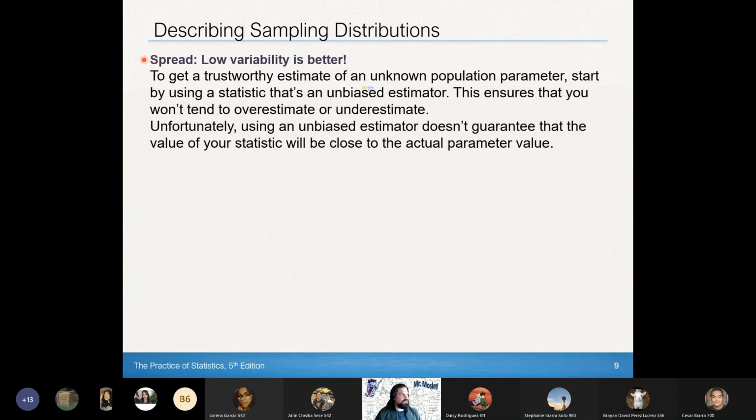Next is spread. Low variability is better. To get a trustworthy estimate of an unknown population parameter, start by using a statistic that's an unbiased estimator. This ensures that you won't tend to overestimate or underestimate. Unfortunately, using an unbiased estimator doesn't guarantee that the value of your statistic will be close to the actual parameter value.